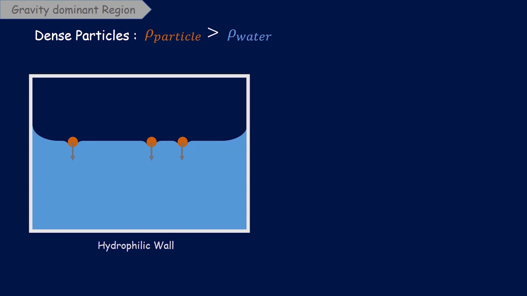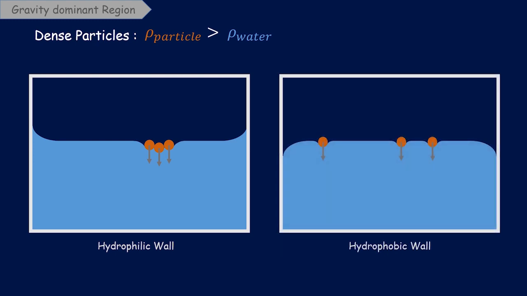In the case of dense particles, they tend to go down, so in the hydrophilic bath, they clump together but are not attracted to the wall. If we change the wall property to hydrophobic, they will still attract each other and also cling to the wall.